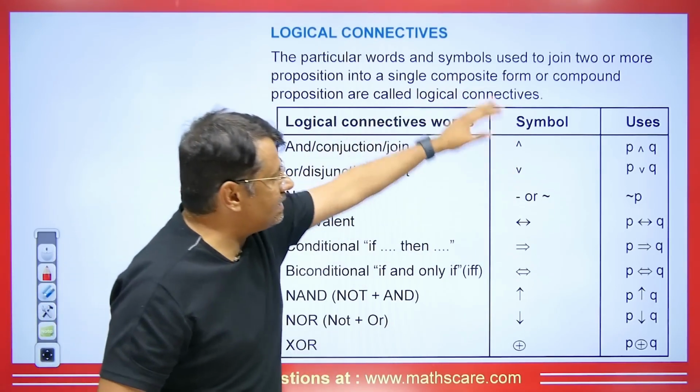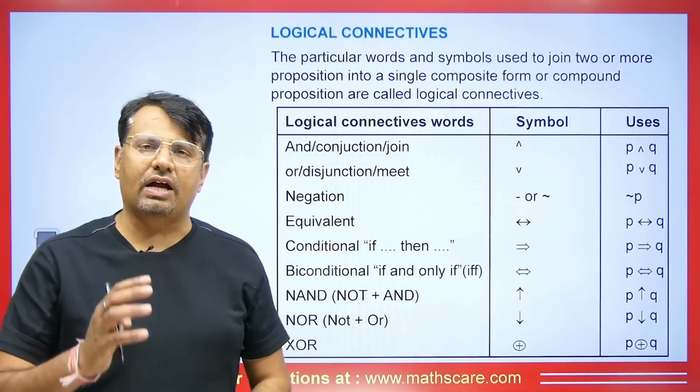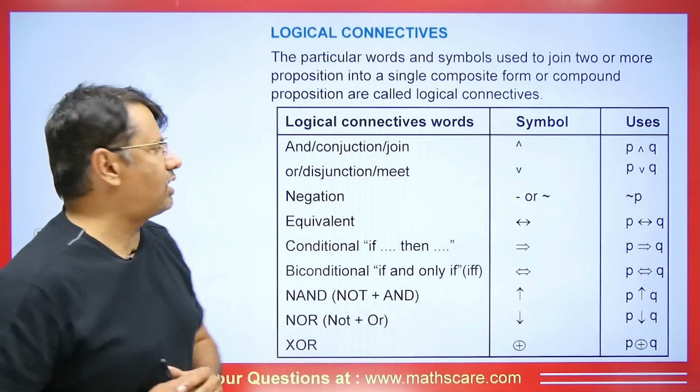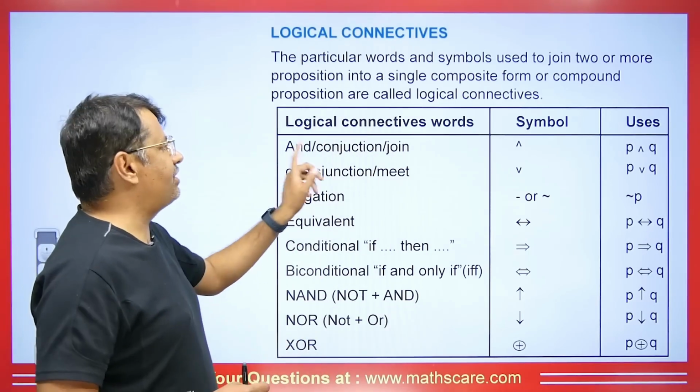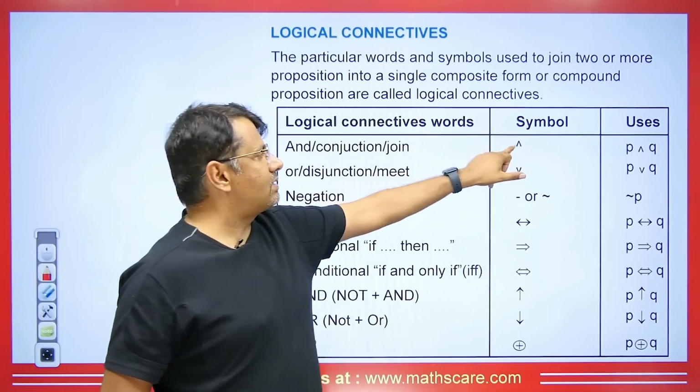For example, we have symbols. And how do we denote them? What is the concept behind all of these? We will learn all these things later on. But right now, I will tell you about the symbols. First of all, we have a conjunction. Here it is called and, or it is called join. We denote this by a symbol like this.